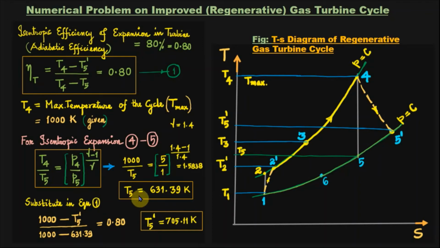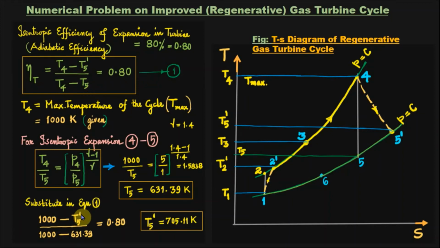So we got the temperature at the end of isentropic expansion in the turbine. Now we will proceed and find out the actual temperature of the exhaust gases while coming out of the turbine. At the end of actual expansion, the temperature is T5 dash. You can find it from the expression for isentropic efficiency of the turbine. So (T4 - T5 dash) / (T4 - T5) = 0.8.